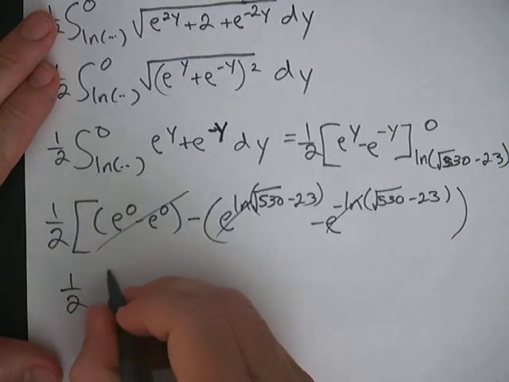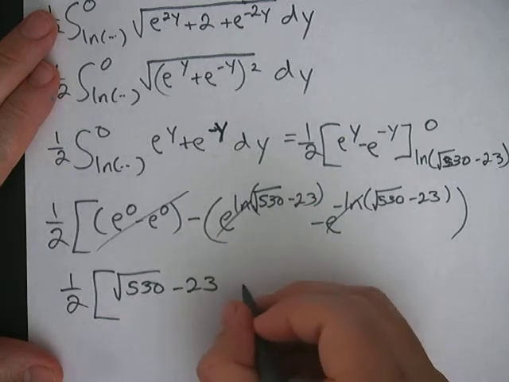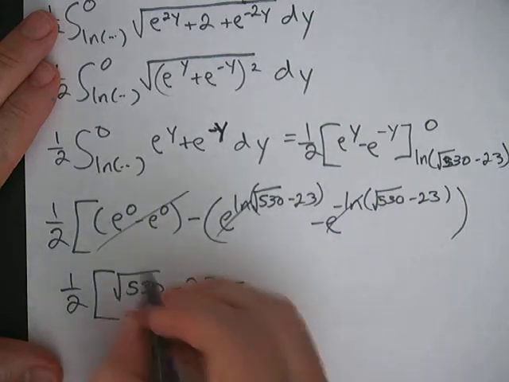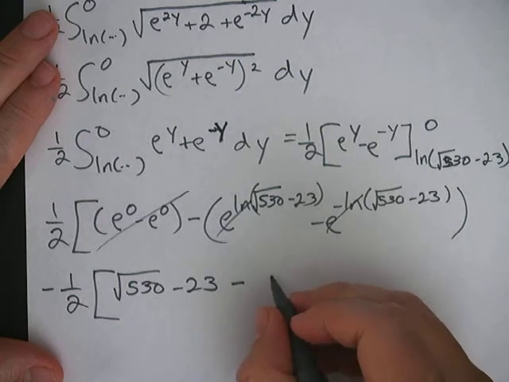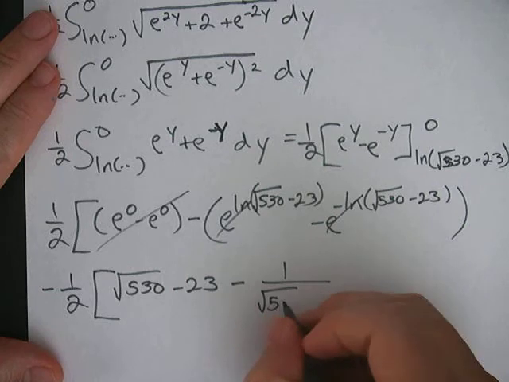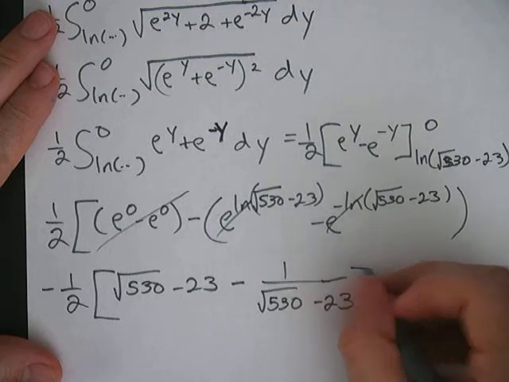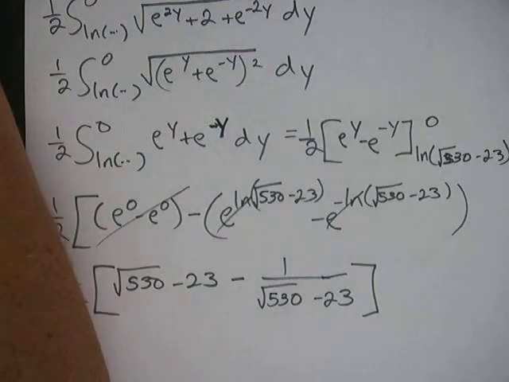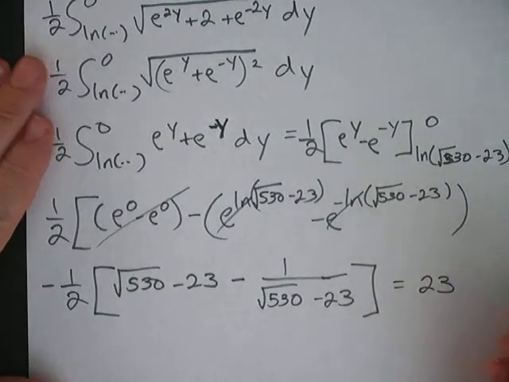So we have 1/2, and then we have square root of 530 minus 23, and then minus, and by the way, this is all negative because there's a negative sign right here. So let's put the negative out front. Minus, let's see, square root of 1 over square root of 530 minus 23. Okay, now if you do the arithmetic on that, let's see, that should turn out to be, I think 23 ends up being your final answer.